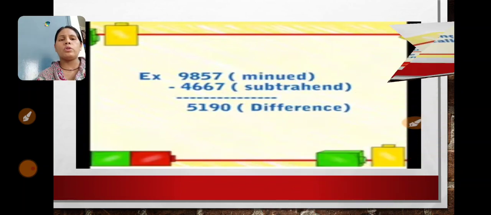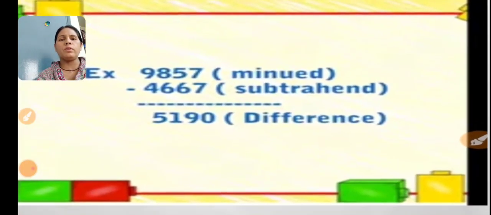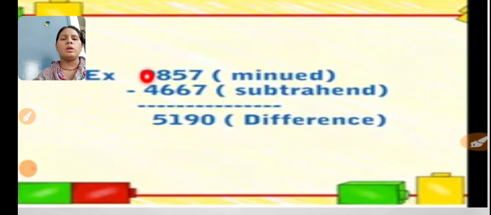Let us have a look at an example. Suppose you are given these 2 numbers: 9,857, and the second number is 4,667. First of all, I will find out which one is the bigger number. Since 9 is greater than 4, 9,857 is the greater number.